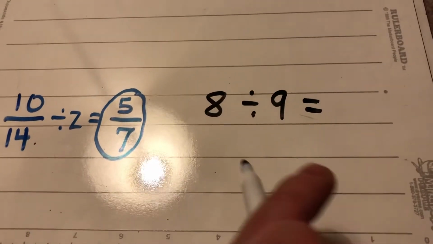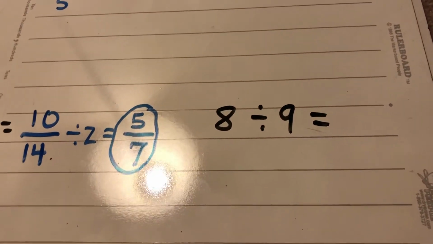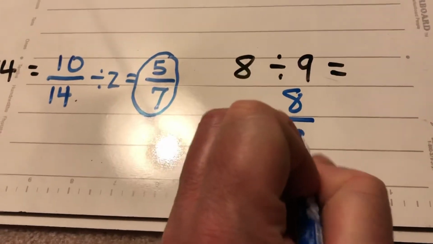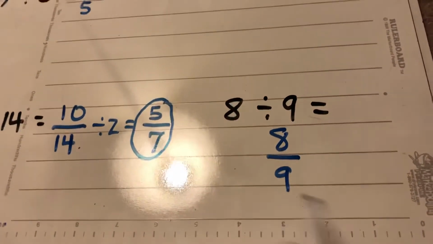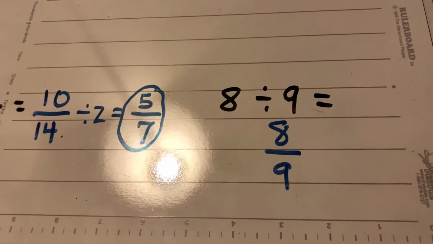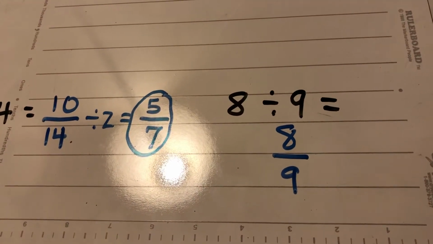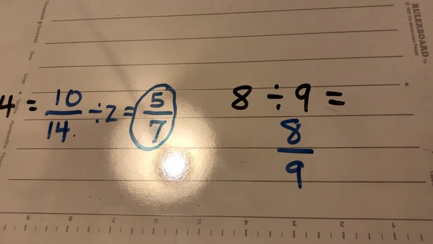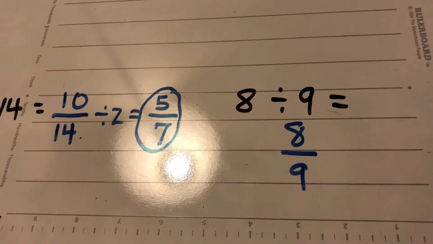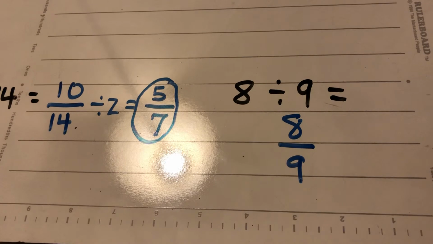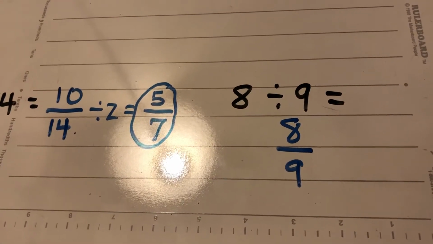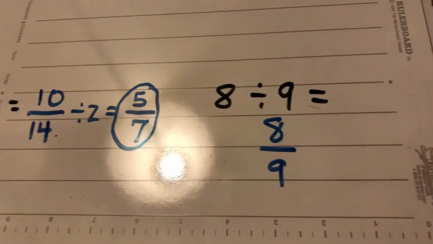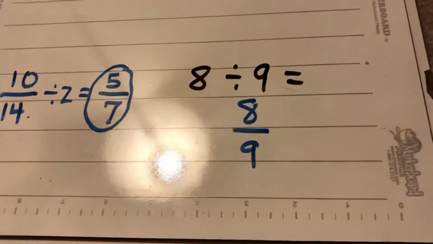I'm going to go to this next one, 8 divided by 9. Once again, I'm going to write it as a fraction, 8 over 9. That's one thing, fifth grade, that I want you to get in the habit of thinking about, that a fraction is a division problem. As you get into middle school, junior high math, algebra, when you see fractions, you are just going to need to understand that that's division. And so 8 over 9 is 8 divided by 9.